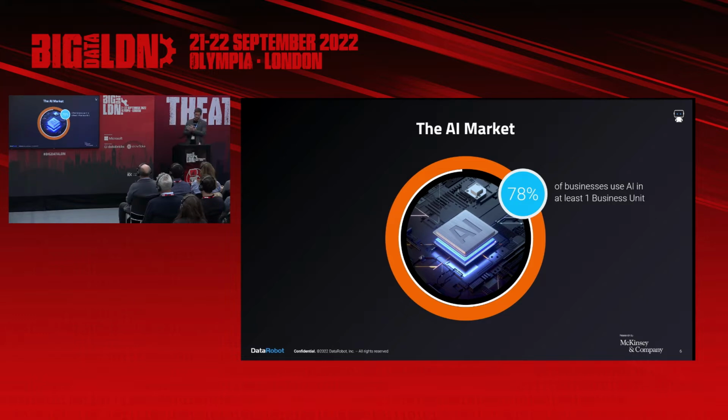McKinsey have done some work to show that nowadays 78% of organizations claim to have AI embedded in at least one business unit. So we're already starting to get there. And in fact, 22% of respondents are claiming over 5% of their revenue to be attributed to AI. And that's huge. We weren't talking about value being driven by AI maybe 5 to 10 years ago, but absolutely now it's about impacting the bottom line.